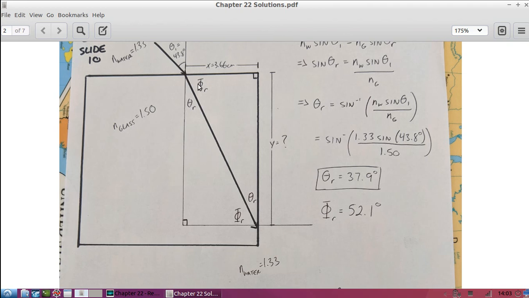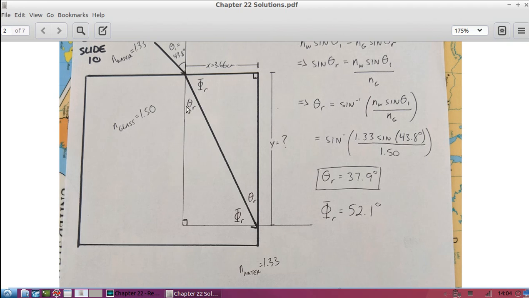We have some options here. That's just most convenient for me. That's my preference. So y is the opposite side, so I want to use the tangent function. I want to say tangent of phi refracted, phi sub r, is y over x, because I know what x is and I know what phi refracted is.